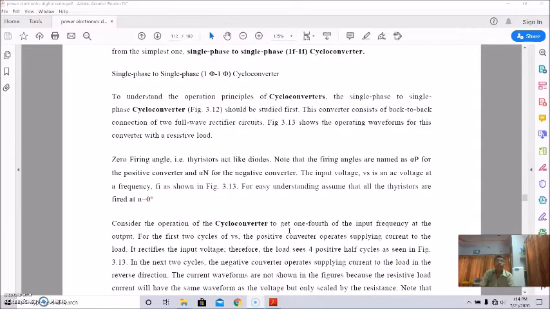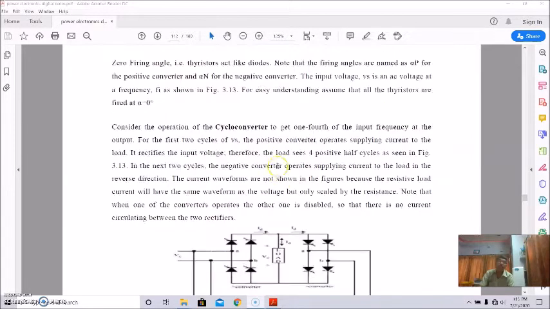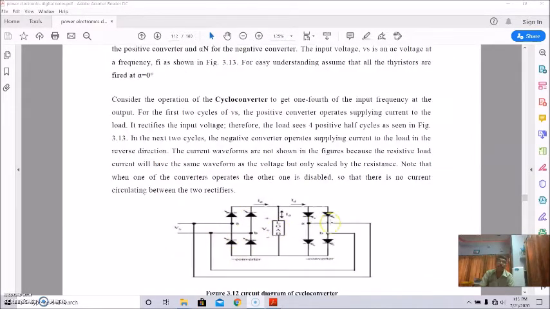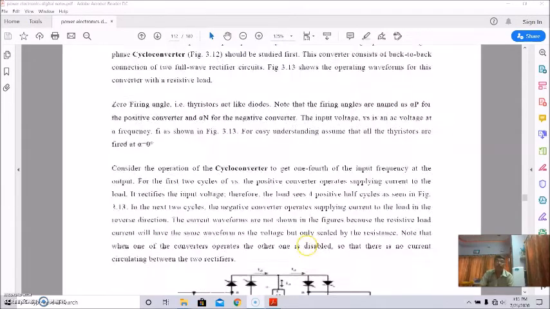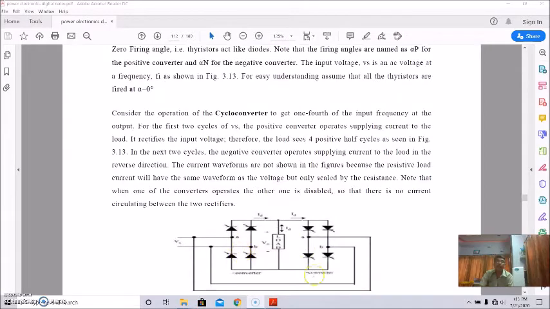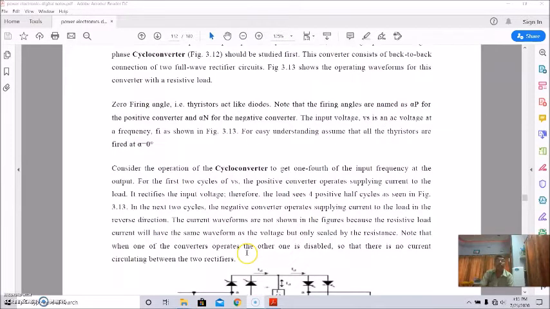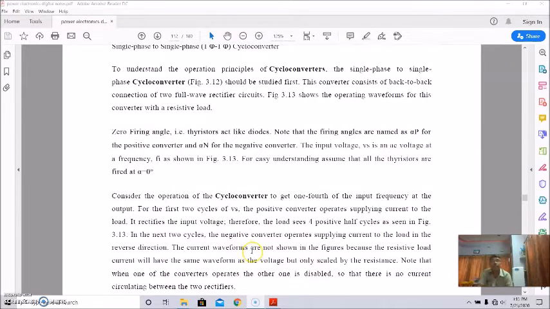This is a single phase supply and the output will also be single phase. The converter consists of back-to-back connected two-polarity rectifier circuits. These are the back-to-back rectifier circuits, full wave bridge converters. Back-to-back connections are there.